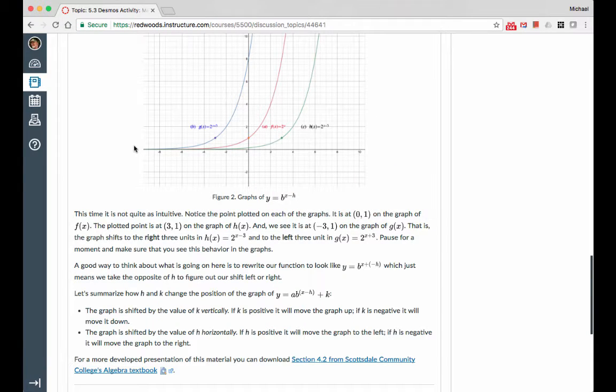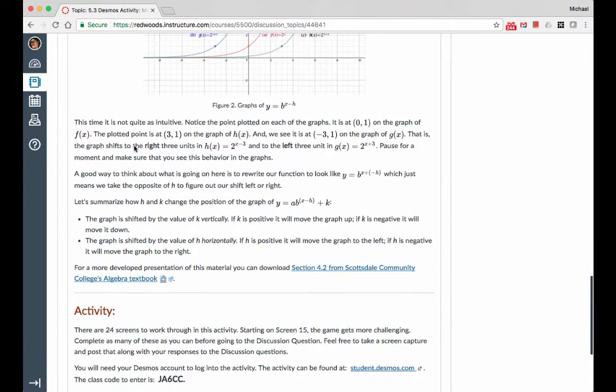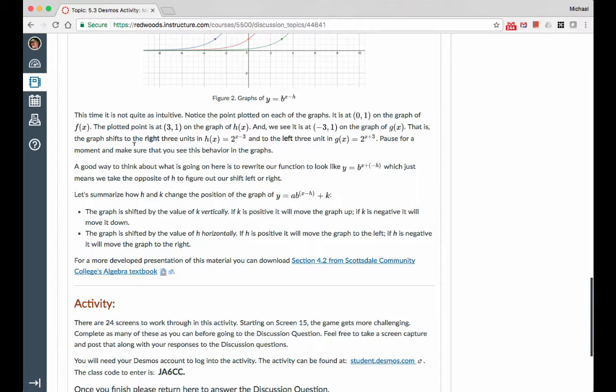Okay, so let's go ahead and summarize this for a moment. A good way to think about this is if we rewrite it as y equals b to the x plus a negative h, which just means we take the opposite of h to figure out whether we shift to the left or the right.